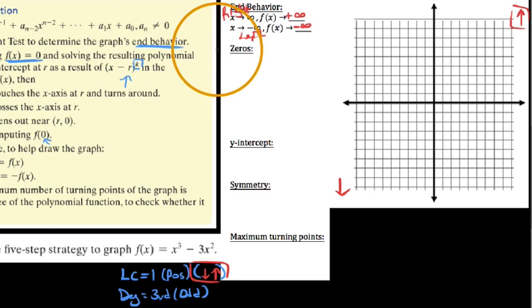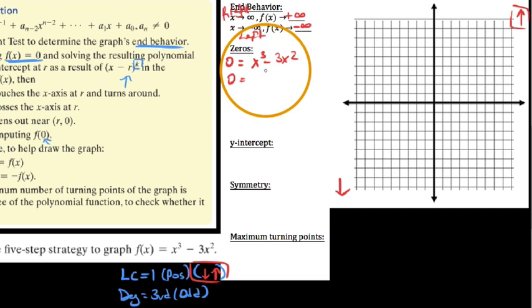So zeros, in order to find the zeros, what we're going to do is just set the y value equal to 0 here, and we're going to solve this most likely by factoring, which is indeed what we're going to use here. I notice that the GCF is x squared, and that's times x minus 3. And I just want to make a note here.